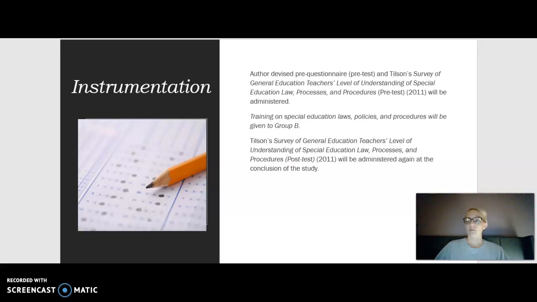Group B will receive the training. It will be held virtually, as stated previously, due to COVID. It will be about 2 hours long. Then, a week later, the post-test will be administered.